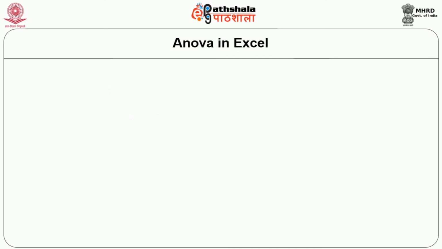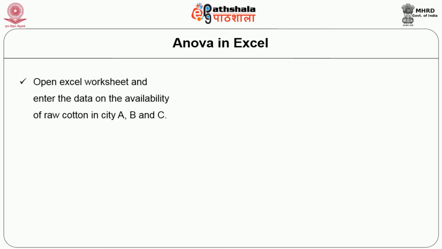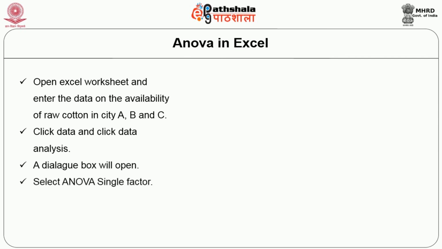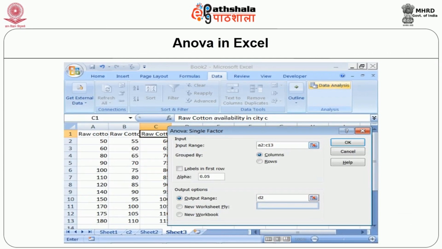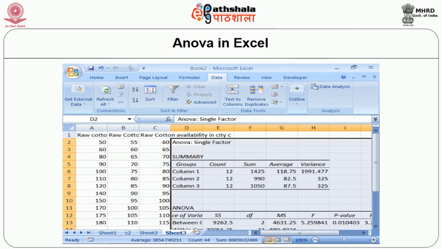ANOVA in Excel. Open the Excel worksheet and enter the data on the availability of raw cotton in city A, B and C. Click data and click data analysis. A dialog box will open. Select ANOVA single factor. Click OK. A dialog box will open. In the dialog box, select input range as A2:C13 and output range as D2. Select grouped by column and click OK. The output will be displayed in the output file.